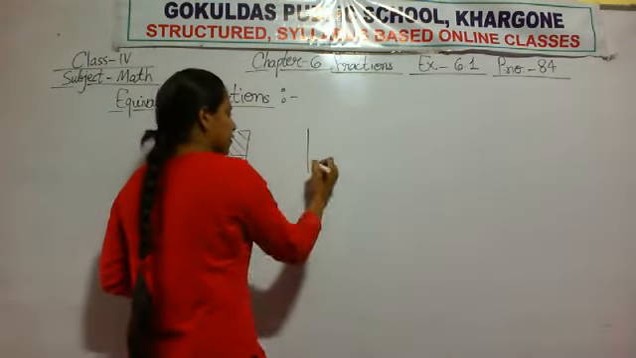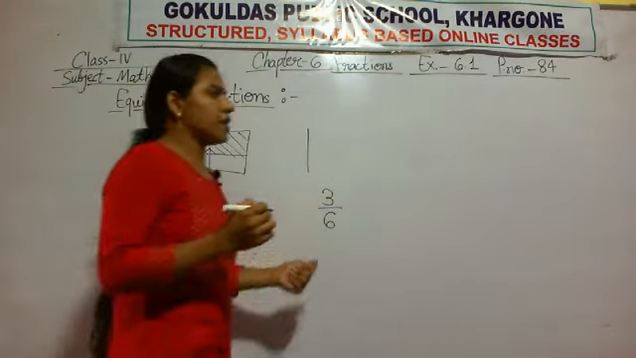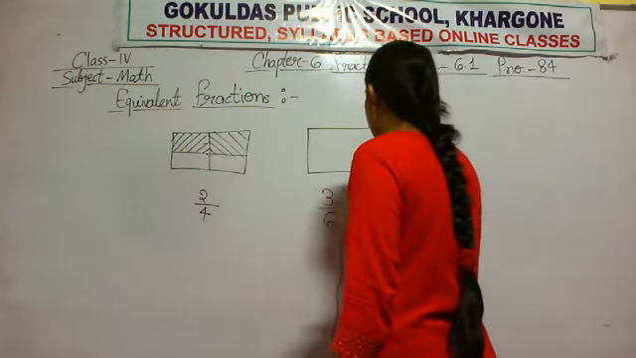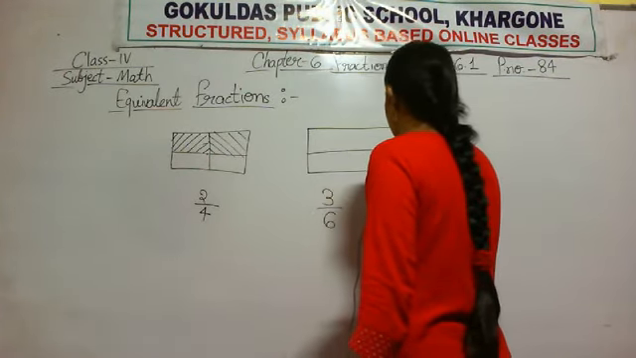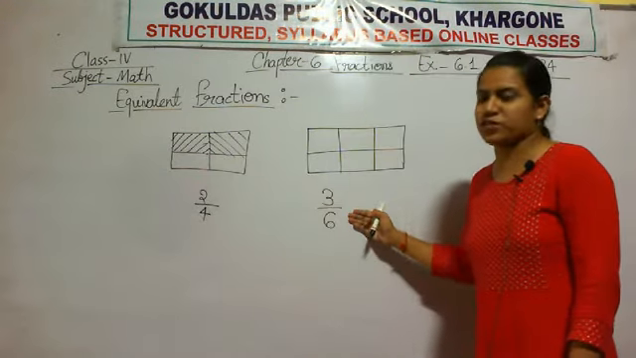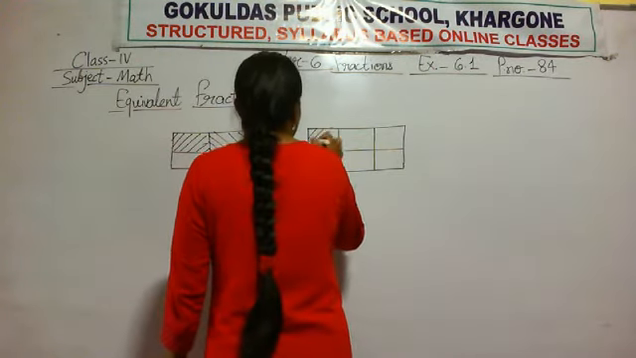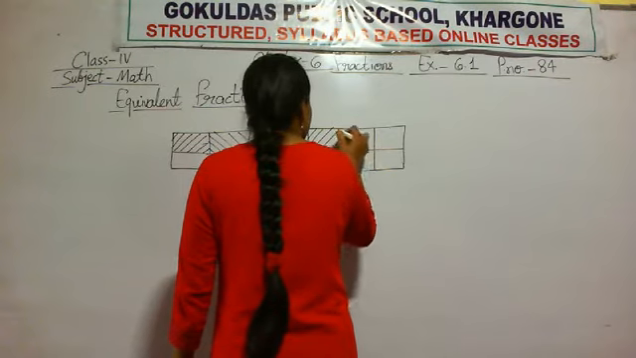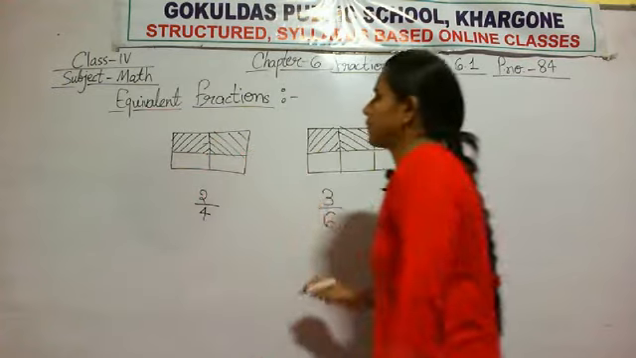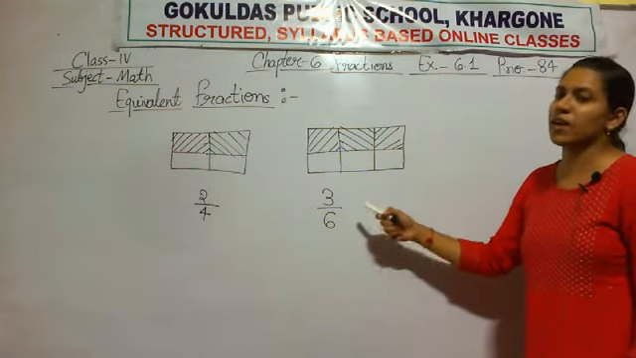And I have another fraction, that is 3 upon 6. If I draw a picture for this fraction, I draw a rectangle. This fraction shows that out of 6, 3 boxes are shaded. See, both the fractions, 2 upon 4 and 3 upon 6.